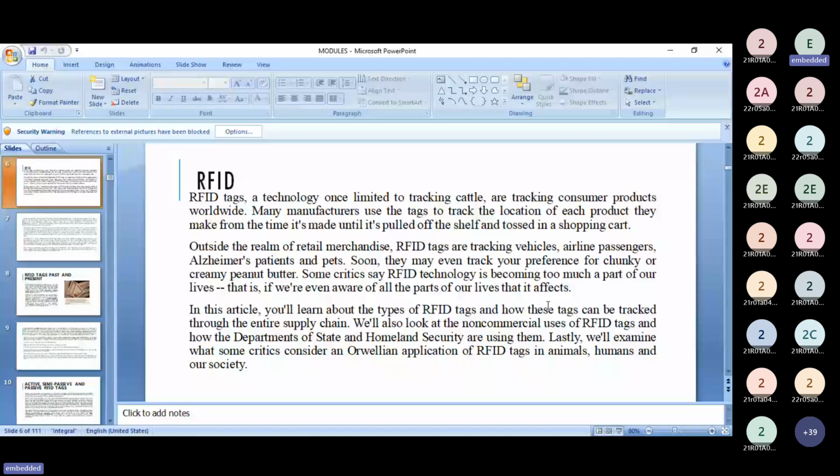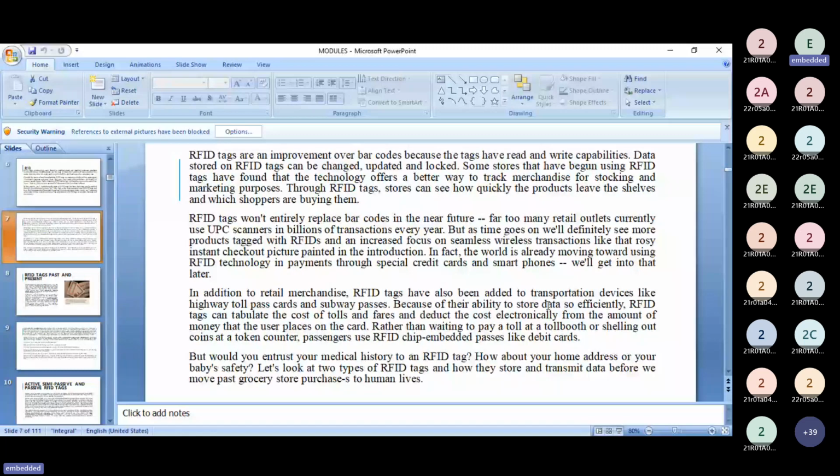Some critics say RFID technology is becoming too much a part of our lives, that is, if we are even aware of all the parts of our life that it affects. In this article, you will learn about the types of RFID tags and how these can be tracked through the entire supply chain. RFID tags are an improvement over barcodes because the tags have read and write capabilities. So data stored in RFID tags can be changed, updated, and locked.